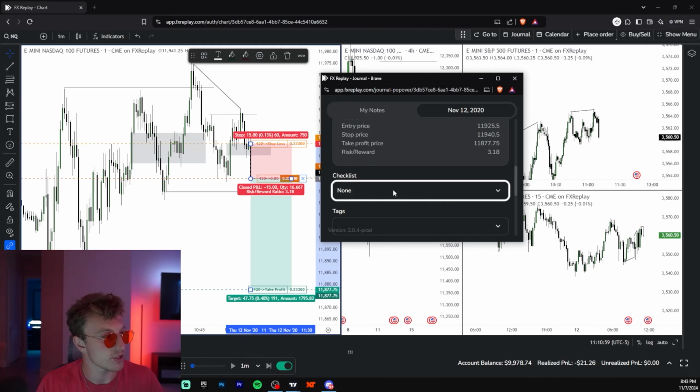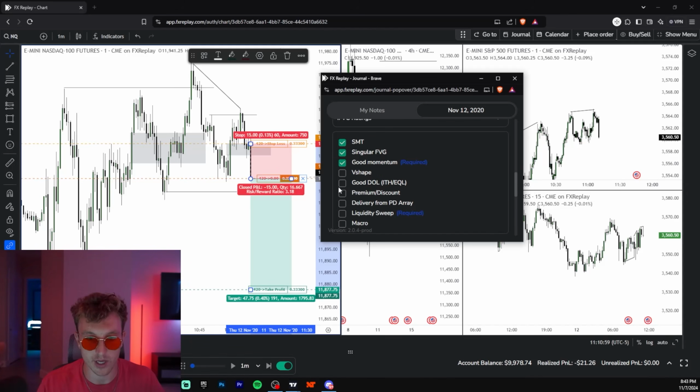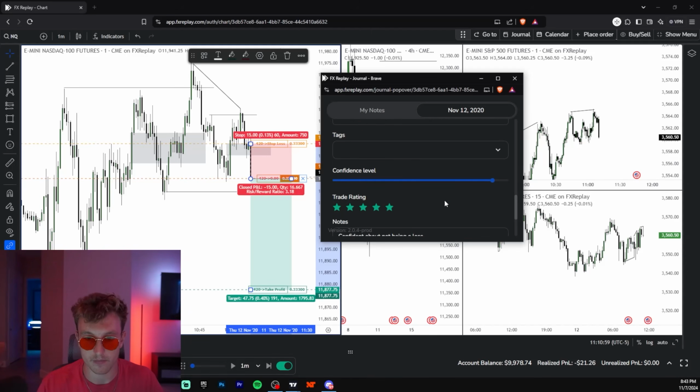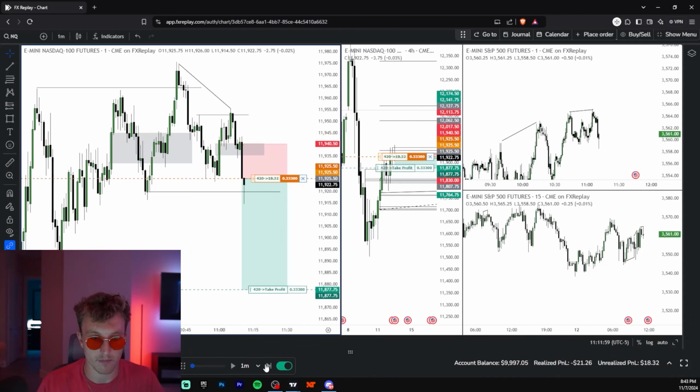And then we'll go checklist. It has an SMT, singular fair value gap, good momentum, not V-shape, good draw on liquidity, yes. We're still in premium, delivery from PD array, liquidity sweep, and it also is at the end of the macro time, but I probably won't count that because it's the end. Super confident about this one. All right, let's play it out.